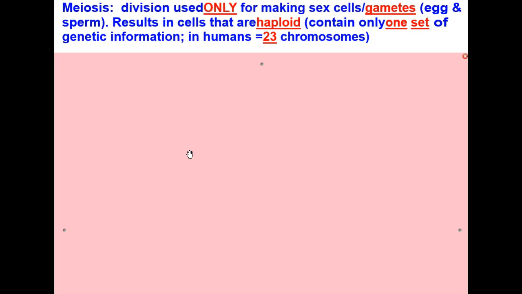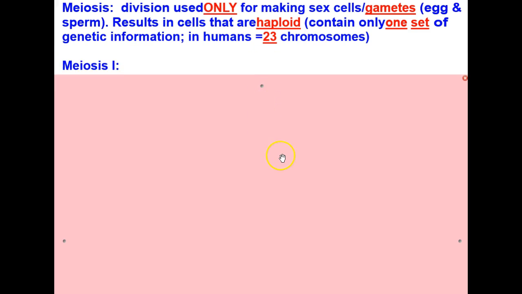Let's start with what is meiosis. Meiosis is the division used only for making sex cells, and in biology, those sex cells are called gametes, and they would be the egg and sperm. They result in cells that are haploid. This is opposite of what we learned during mitosis, where the cells were diploid. Haploid cells contain only one set of genetic information. In humans, that would be 23 chromosomes. Not 23 pairs for 46 chromosomes, but 23 actual chromosomes.